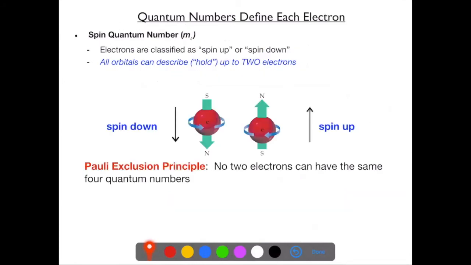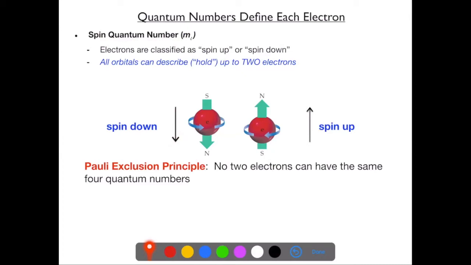The fourth quantum number is what's known as the spin quantum number. And the important point of the spin quantum number is just that electrons can be described as spin up or spin down. And we often symbolize an electron by an arrow, and that arrow can be either down or it can be up.